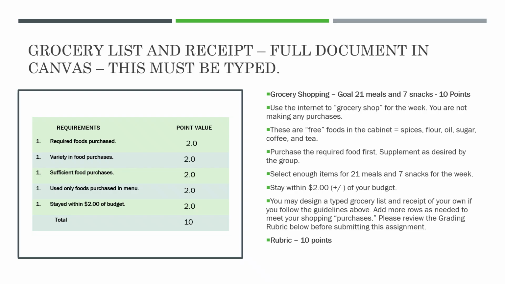And you want to stay within $2 of your budget, going over or under by no more than $2. If you have $2 left over, spend it. Do not try to save any money. So these are your free foods in your cabinet: spices, flour, oil, sugar, coffee, and tea. These are expensive foods, so at least we know that James is going to be able to have his coffee or tea in the morning with some sugar, and you can do some baking with some flour and sugar and oil and all those things.